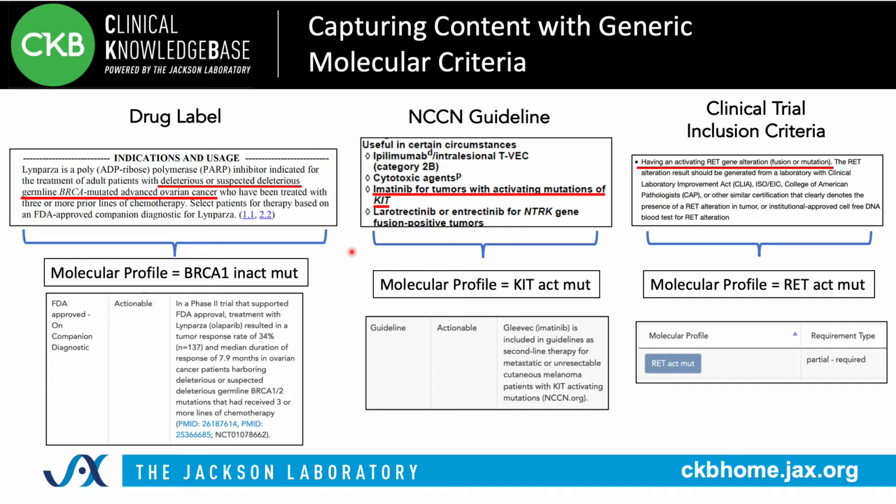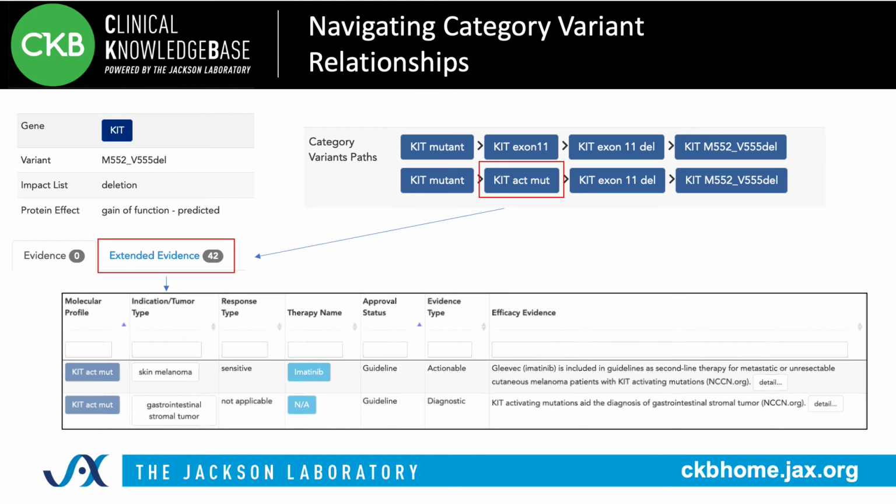In the example of guidelines, imatinib is recommended for melanoma tumors that have a KIT activating mutation. So we connect KIT act mute to imatinib and melanoma. In the example of this clinical trial, the trial is recruiting patients with an activating RET gene alteration, such as a fusion or mutation. So the molecular profile here is RET act mute, and it would be listed as partial required since patients with a RET fusion are also eligible.